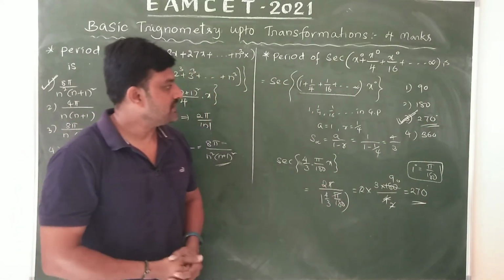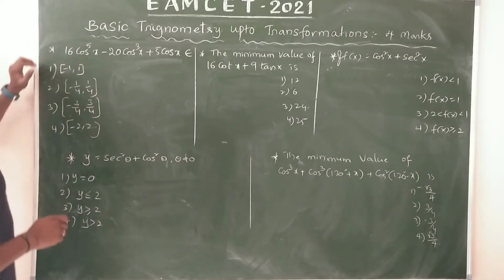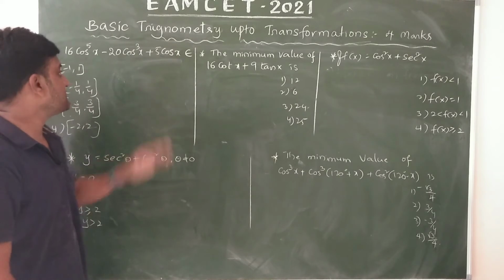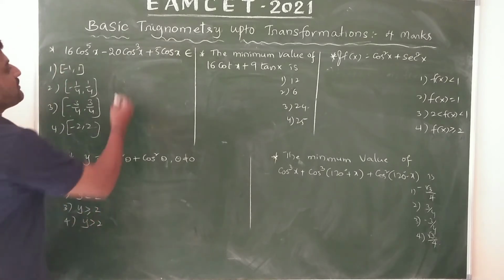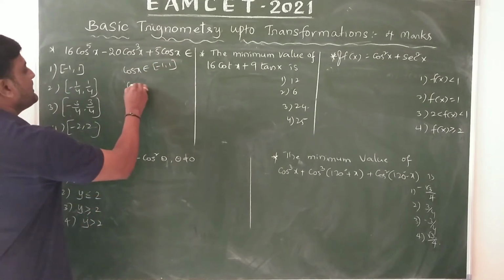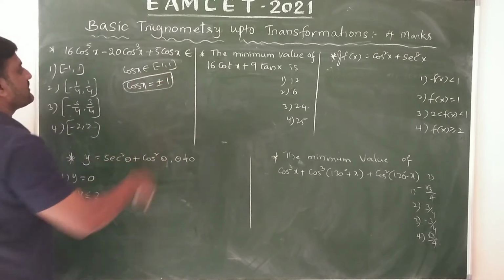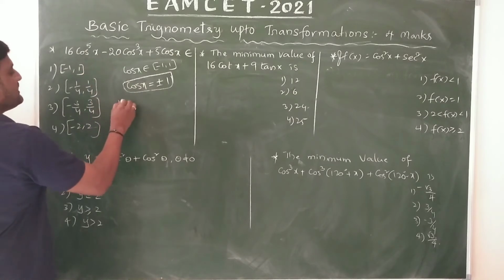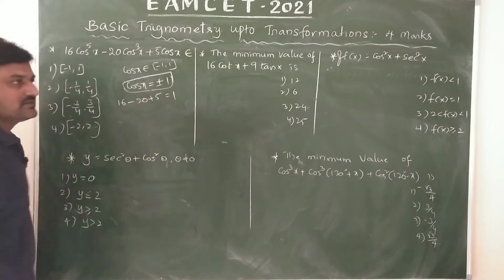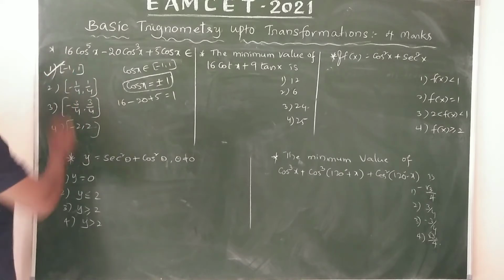Okay, like this we are applying the strategy. Let us go with more problems. First one, 16 cos power 5x minus 20 cos cube x plus 5 cos x belongs to which interval? Here I can apply cos x belongs to minus 1 comma 1. Yes or no? Here in the place of cos x you should apply plus or minus 1. Suppose we substitute 1, then it becomes 16 minus 20 plus 5 equals 1. Yes or no? So 1 belongs to the first interval, so it should be the first option.